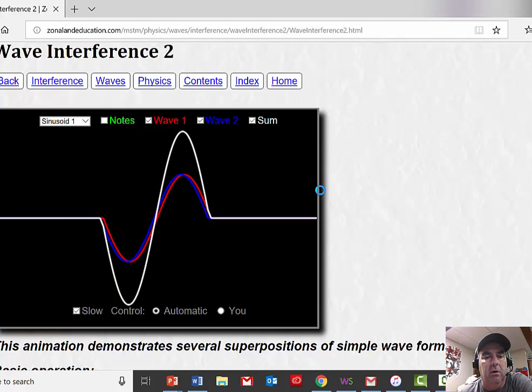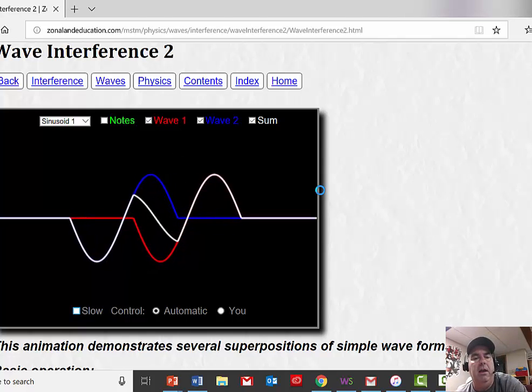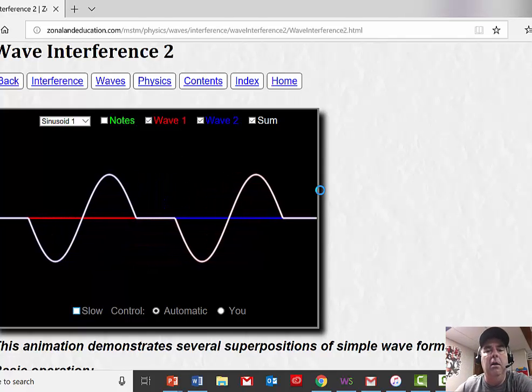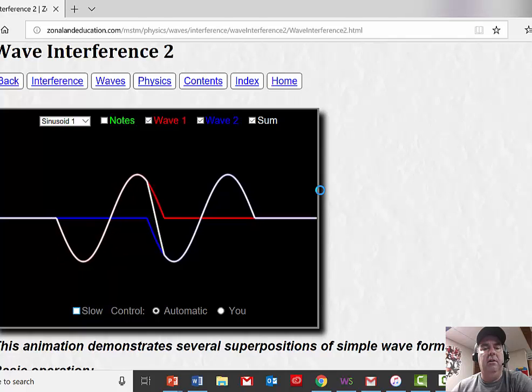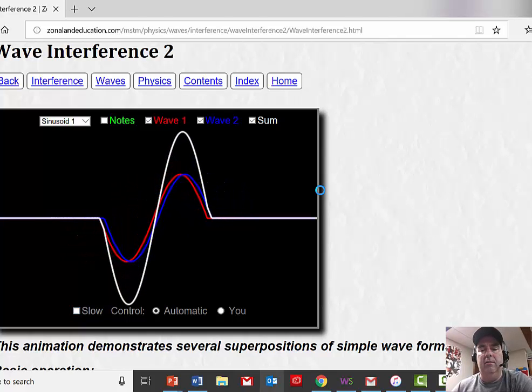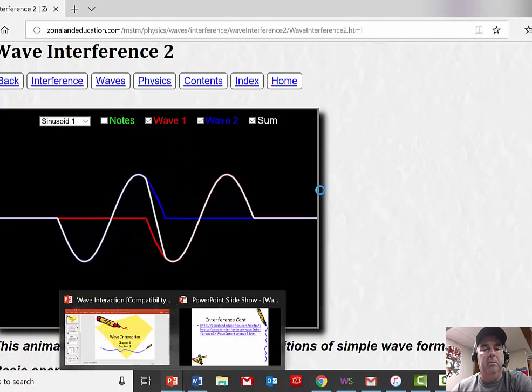And then, of course, we can go ahead and take the slow-mo off and let it continue. Okay, so basically, constructive interference is a bigger wave. Destructive interference is going to end up being a smaller wave.